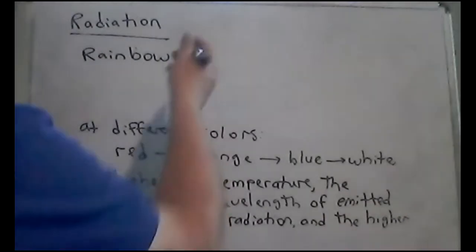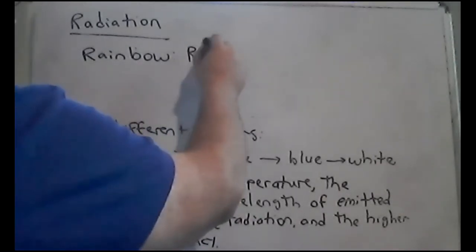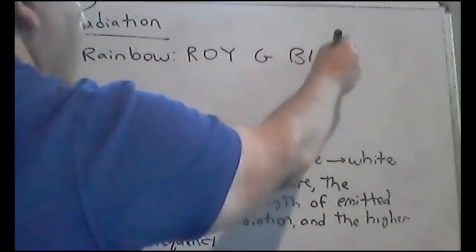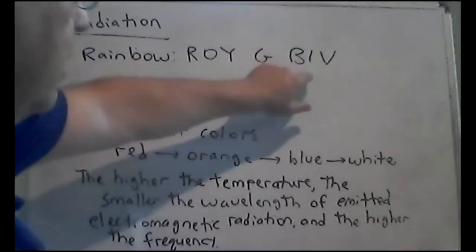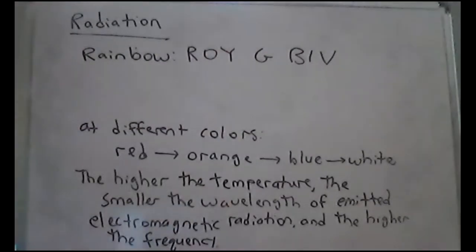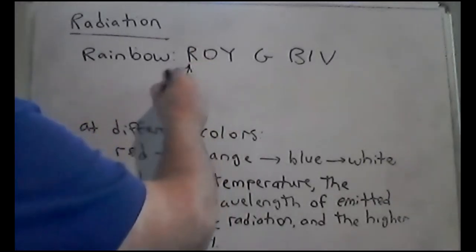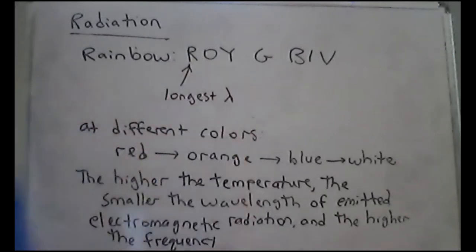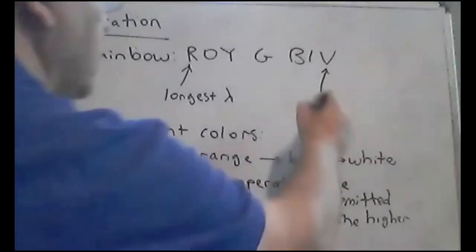The colors are broken up, and we remember Roy G. Biv, our friend Roy G. Biv. That stands for red, orange, yellow, green, blue, indigo, violet. Sometimes we don't think about indigo, but essentially red has the longest wavelength, using wavelength, it's just like in waves, lambda, and this is the shortest wavelength, blue or violet.